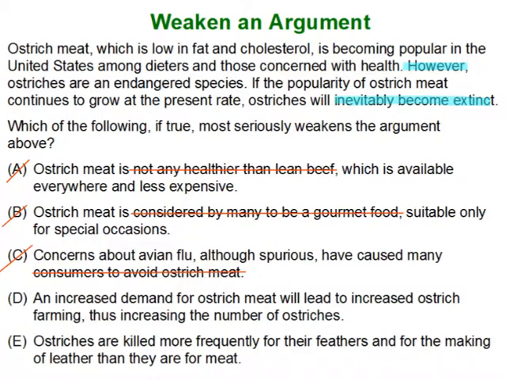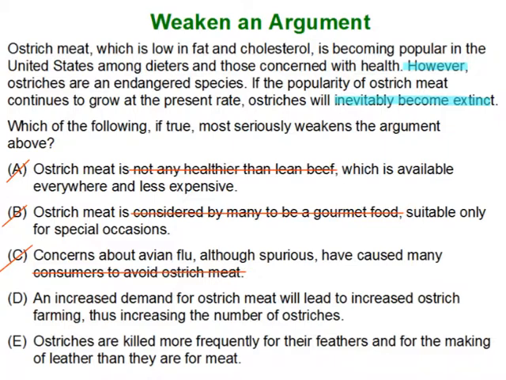So answer choice C tries to say its popularity won't grow. Answer choice B tries to say it's not that popular. Answer choice A tries to say its popularity won't grow. It's less popular than beef. But all of these have already been taken into account. If they continue to grow in popularity, they will become extinct.